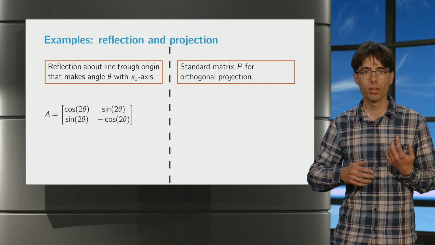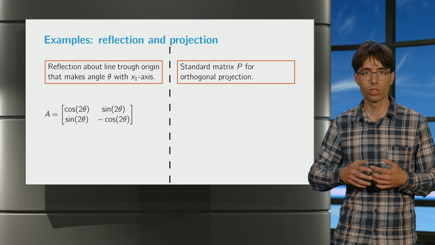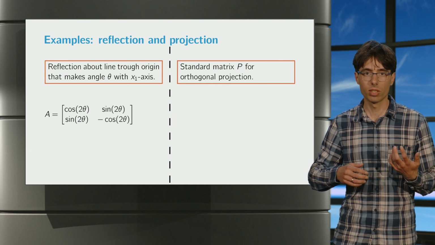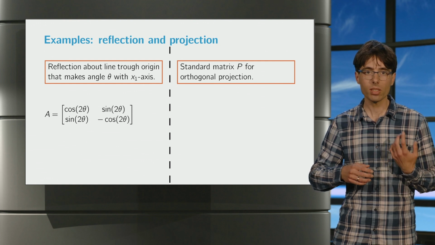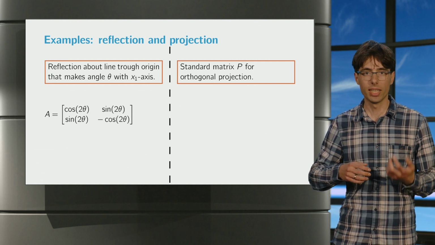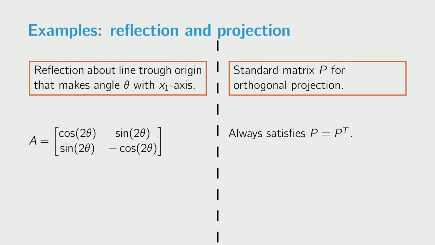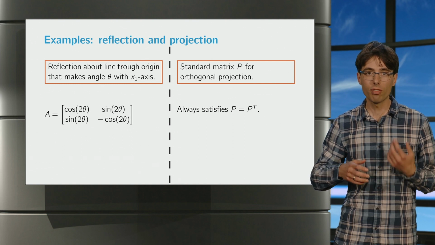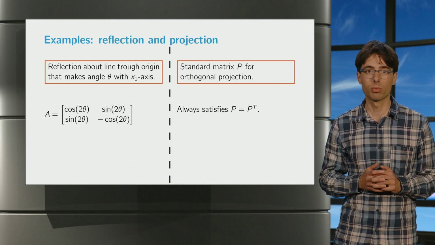For instance, if you consider a reflection in two-dimensional space about the line through the origin that makes an angle theta with respect to the x1 axis, you find that the resulting matrix is symmetric. Moreover, you might have encountered orthogonal projections previously, and one of the characteristic properties of the corresponding standard matrices is that they are symmetric. So the definition of a symmetric matrix is nice and easy, and they occur often both in practice and in linear algebra problems.